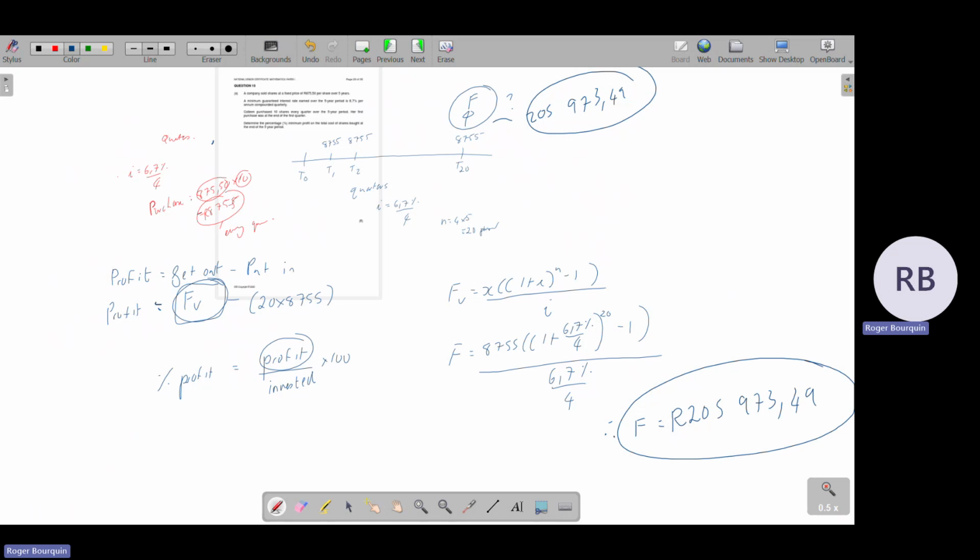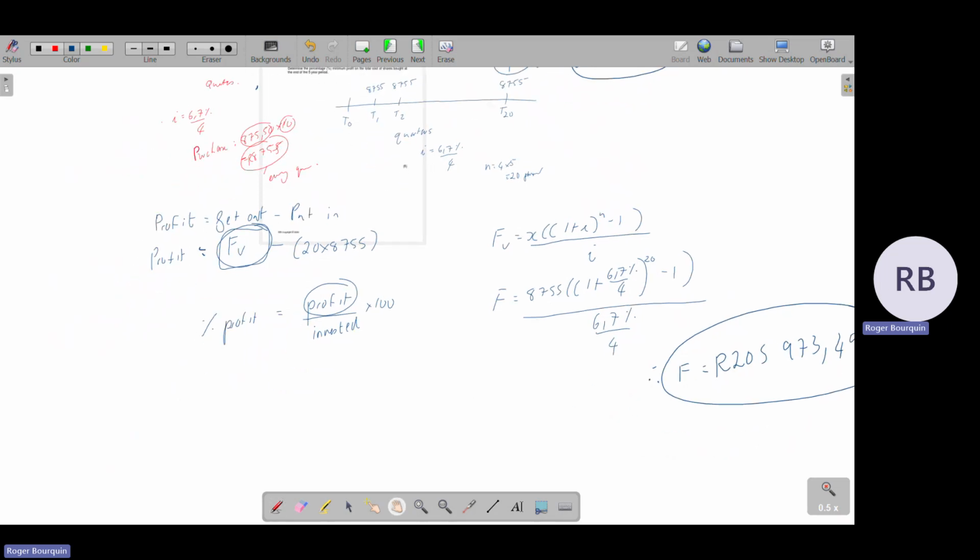But they've given a bit of a twist. They said, what's the percentage profit? So we have to go back to our plan. The profit is going to be what she gets out, which in this case is 205,973.49 minus what did she put in? 20 payments of 8755.